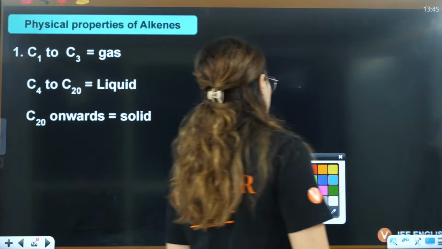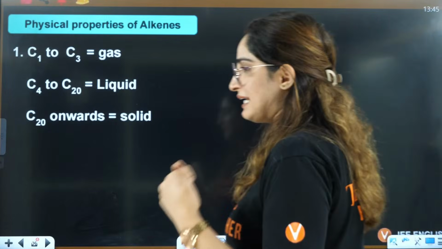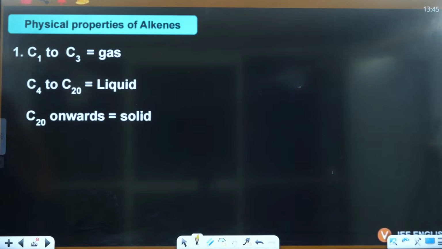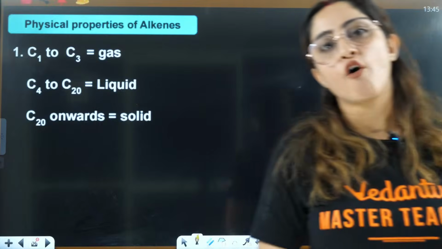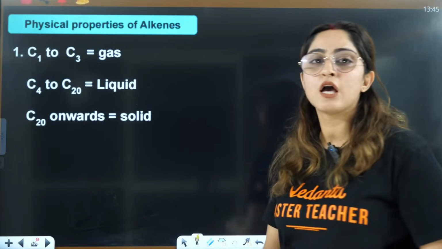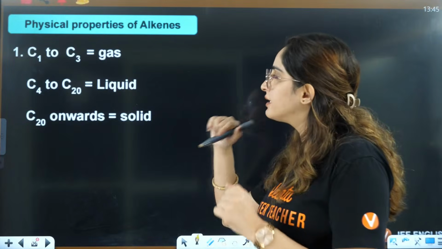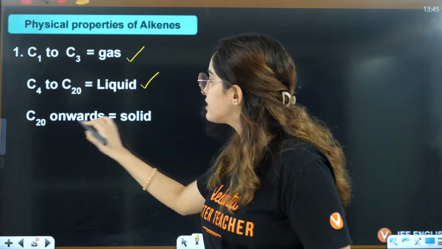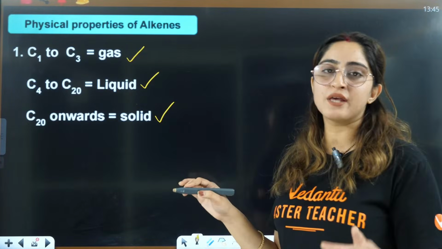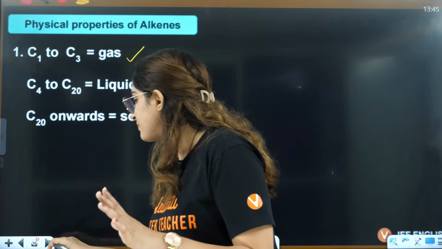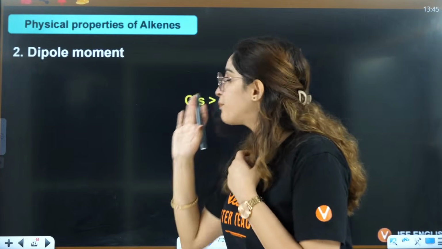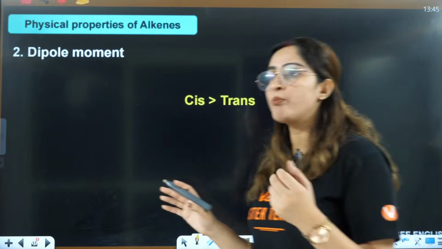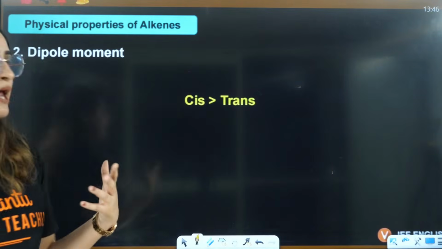Now let's talk about physical properties of alkenes, right? So firstly, the data here, C1 to C3 is gaseous, C4 to C20 is liquid, and C20 onwards is solid in nature. Dipole moment, if you talk about, dipole moment of cis is always more as compared to trans.